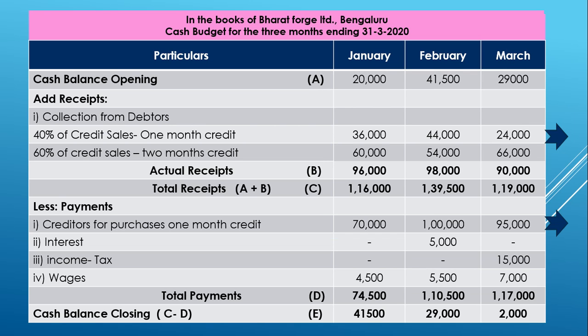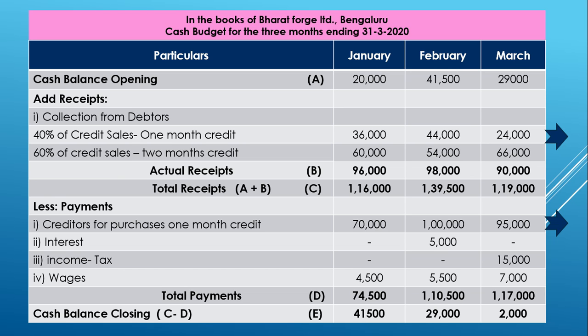Alright, understood this? Then an interest payment of 5,000 is there, which is paid in February. So in the column of February we have paid 5,000. Then there is income tax of 15,000 which is paid in March. So we have paid it in March. For wages, they have told us wages are paid in the same month. So whatever wages are incurred in January are paid in January itself. So 4,500 in January, 5,500 in February and 7,000 in March.